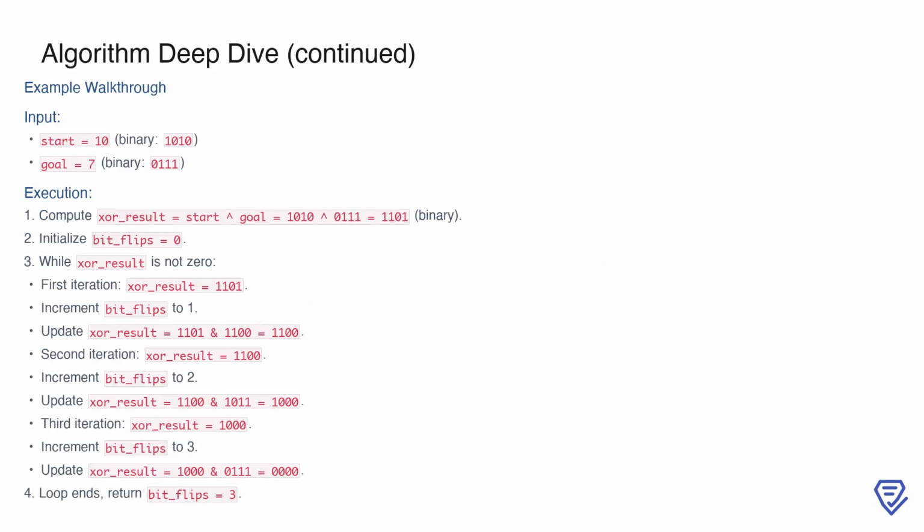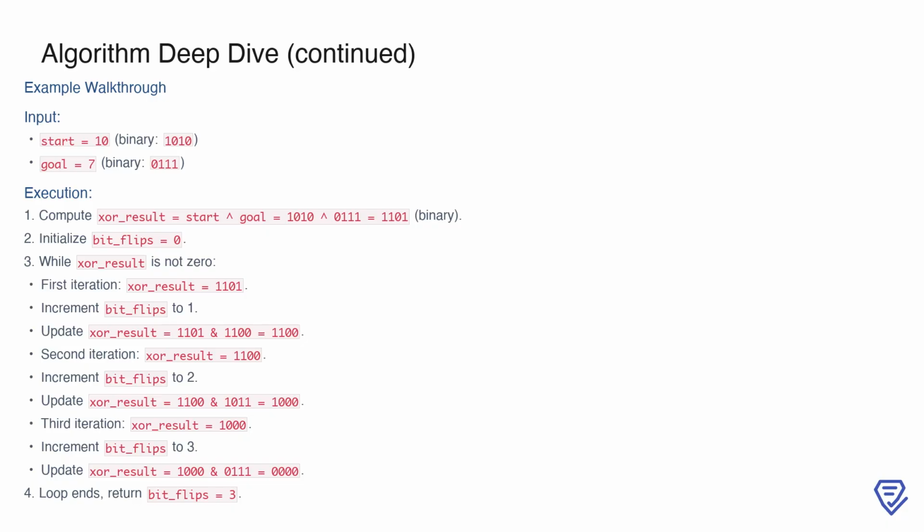Let's walk through an example to see the algorithm in action. Suppose start is 10, which is 1010 in binary, and goal is 7, which is 0111 in binary. First, compute the XOR result, 1010 XOR 0111, which equals 1101 in binary. Next, initialize bit_flips to 0. Now, process the XOR result.